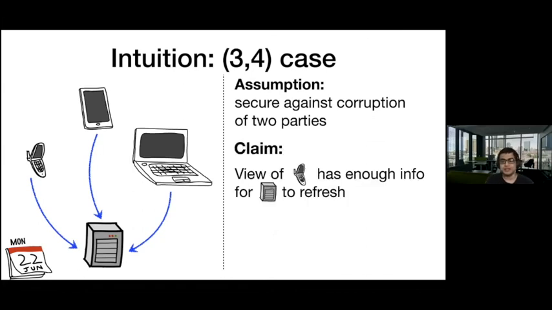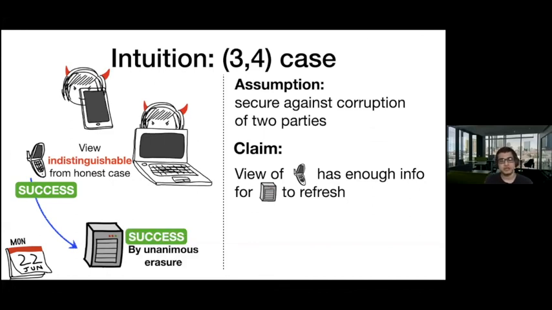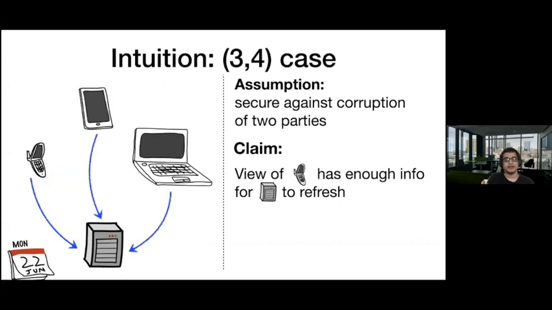So assume that we have a protocol that's secure against 2 malicious corruptions. And I'm going to claim that the view of this phone is going to be enough for the server to refresh. To see why, consider the case where 2 online parties are corrupt. Everyone who's not the phone, basically. They could just erase what they were supposed to send on the private channel, right? And the view of the phone is indistinguishable from the honest case, right? Like as far as the phone is concerned, everything went smoothly. And so the phone is going to succeed and progress, which means that by unanimous erasure, the offline device, the server, also has to progress, right? So enough information must be contained in what it just received.